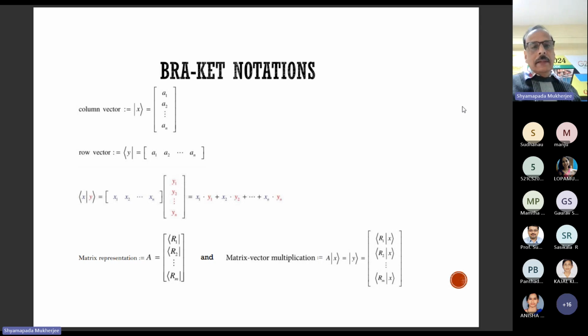So A is written as R1, R2, R3 in the bra notation. Now multiply with X. X is what? X1, X2, X3, something like this. Now multiply, you see the result. AX is equal to Y, and Y will be equal to R1X, R2X, RnX in this bra-ket notation, which is difficult to remember ordinarily, but it is very easy to remember in the bra-ket notation.